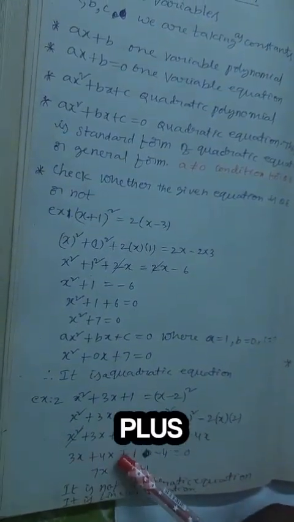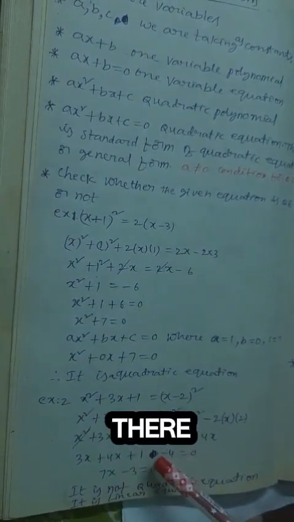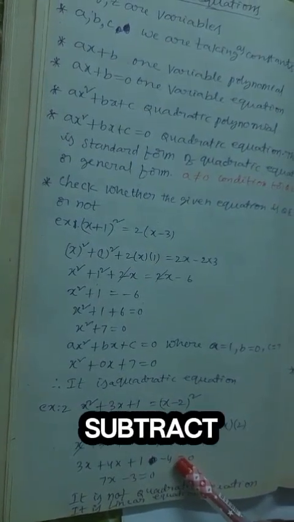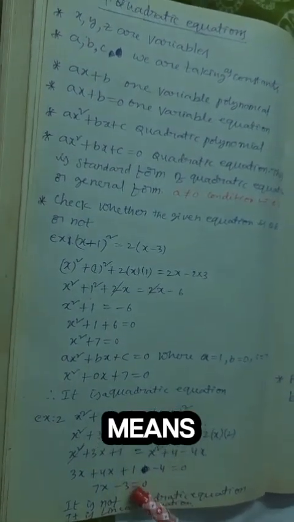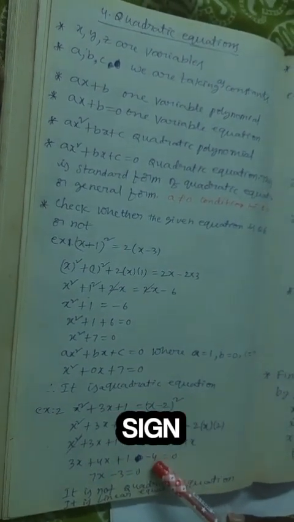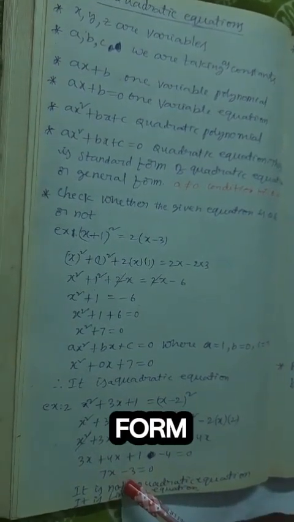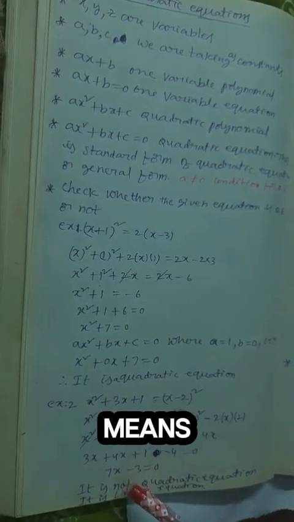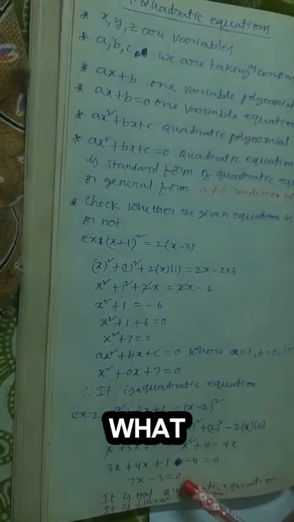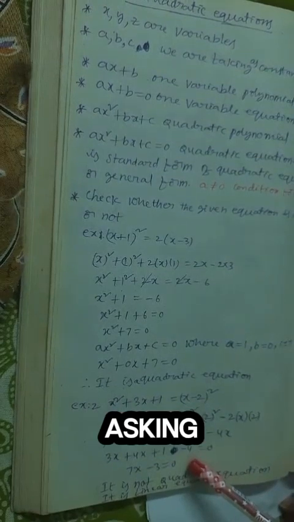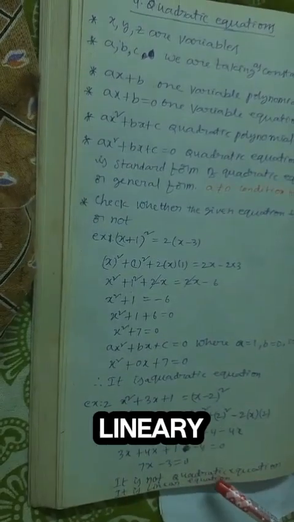Now 3x plus 4x means 7x. 1 minus 4, that means different signs are there. Different signs means you need to subtract, and whichever sign is more, that sign we must keep. 1 minus 4 means 3 is getting, but the minus sign is more, that's why minus 3 getting is equal to 0. It is in the form of ax plus b, which means it is a linear equation, but it is not a quadratic equation. If they are asking, we should write it is not a quadratic equation, but it is a linear equation.